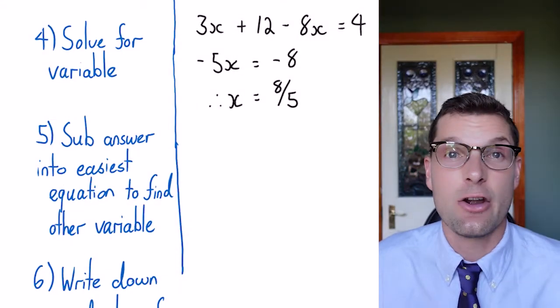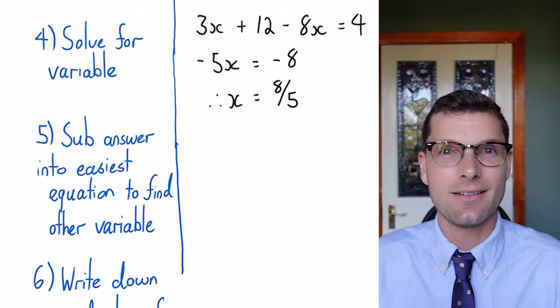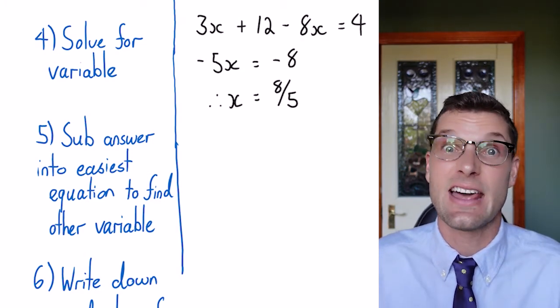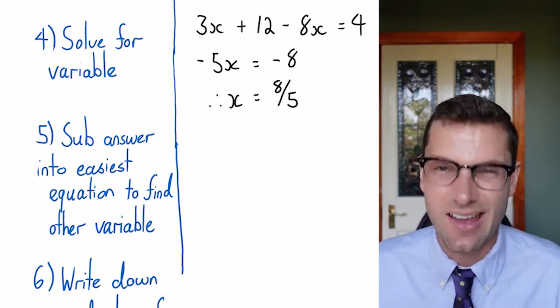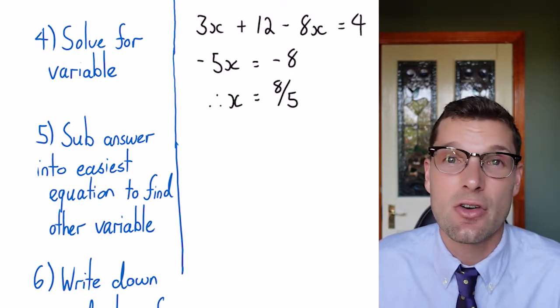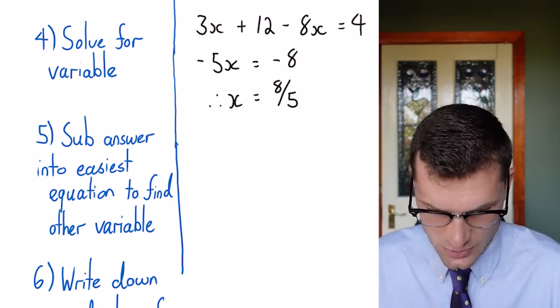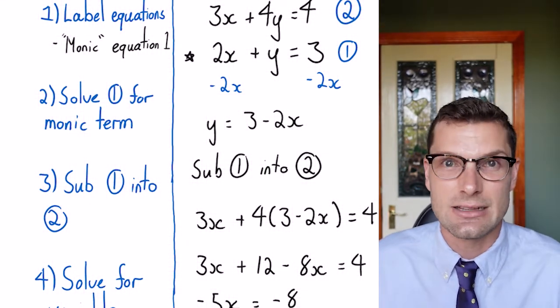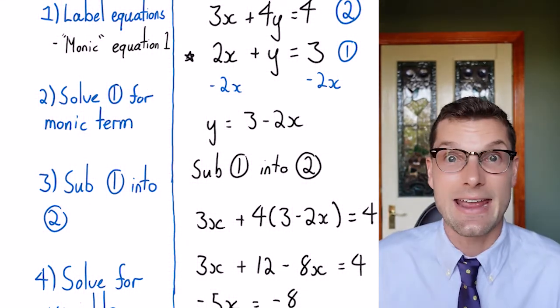So now I've got my variable. I can sub that back in to either one of the equations to find out my y term, because that will be the only unknown. I always try and sub it into the easier equation, just so you do a little bit less work. So for this one, I think that first equation, the one that I labeled number 1, is a little bit easier. So I'm going to sub x into that.